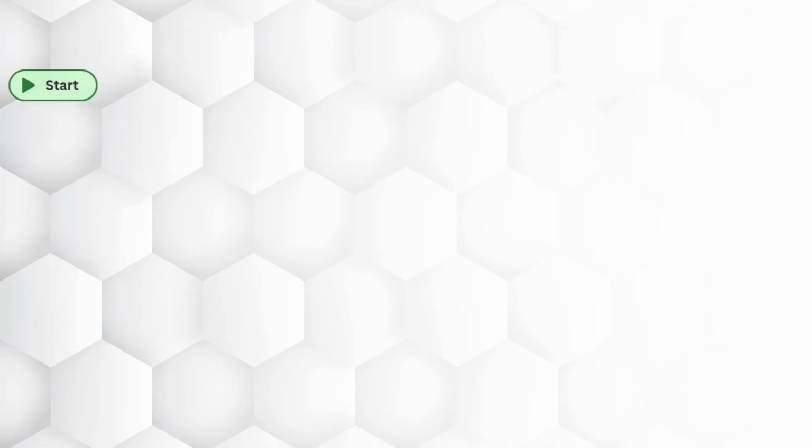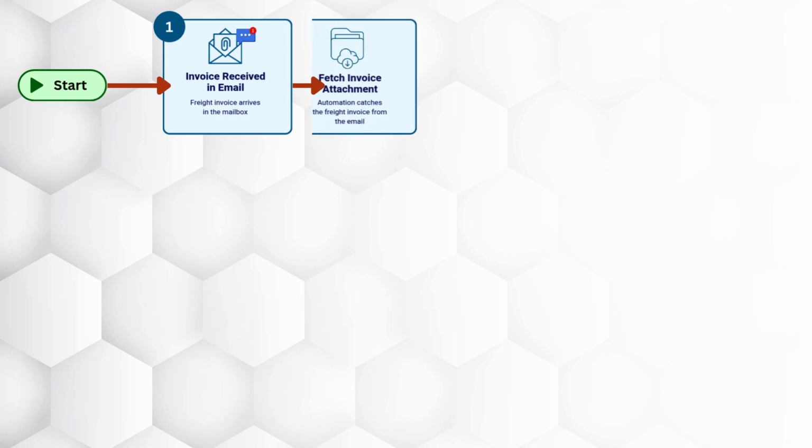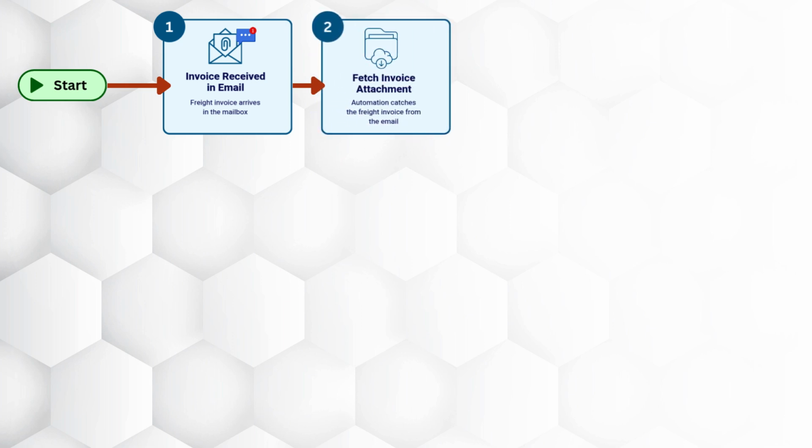The flow starts when a freight invoice is received through email platforms such as Outlook or Gmail. And the moment a new freight invoice arrives, the system automatically fetches the invoice attachment securely without any manual intervention.